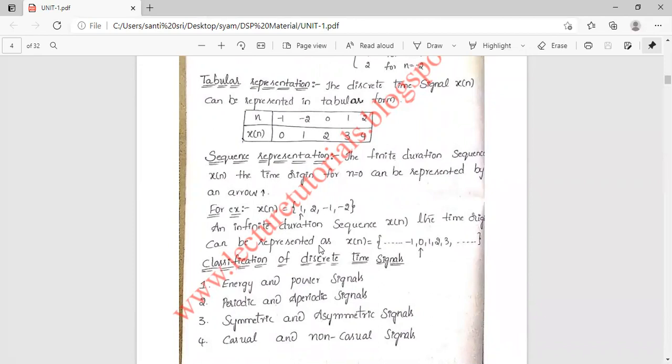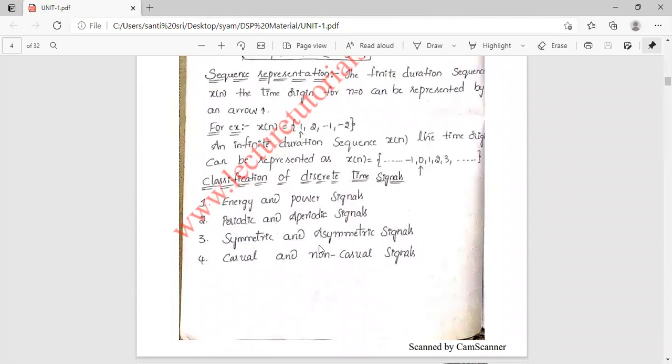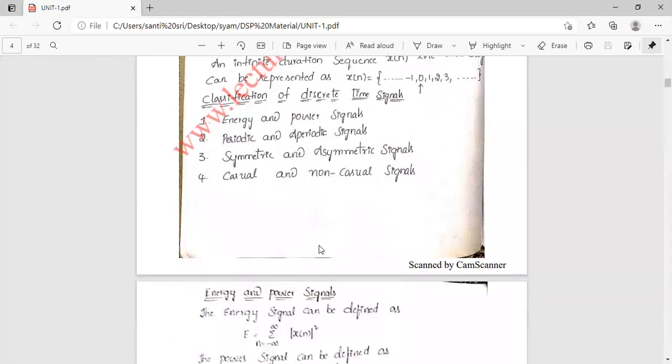Okay. Next, coming to the classification of discrete time signals. How are these discrete time signals classified? They are classified like this: energy and power signals, periodic and aperiodic signals, symmetric and asymmetric signals, causal and non-causal signals.